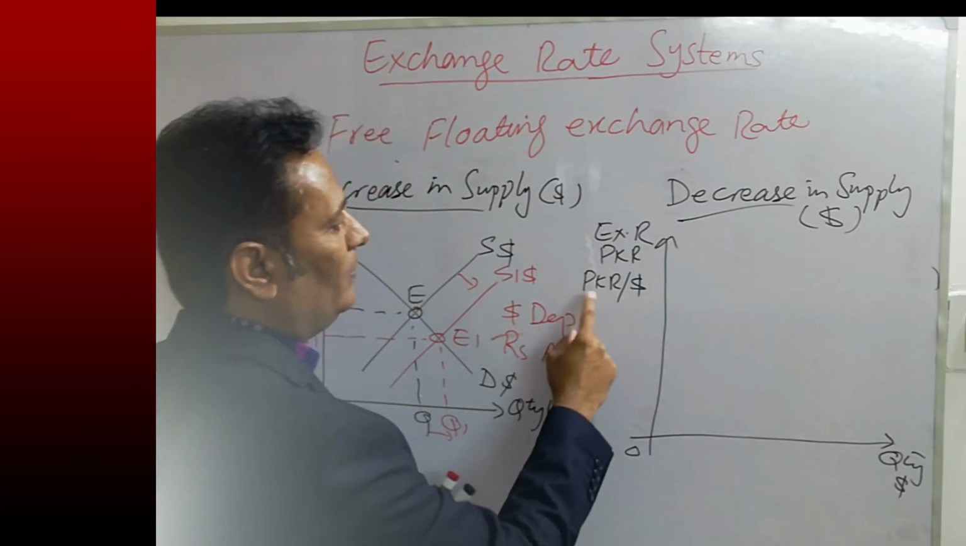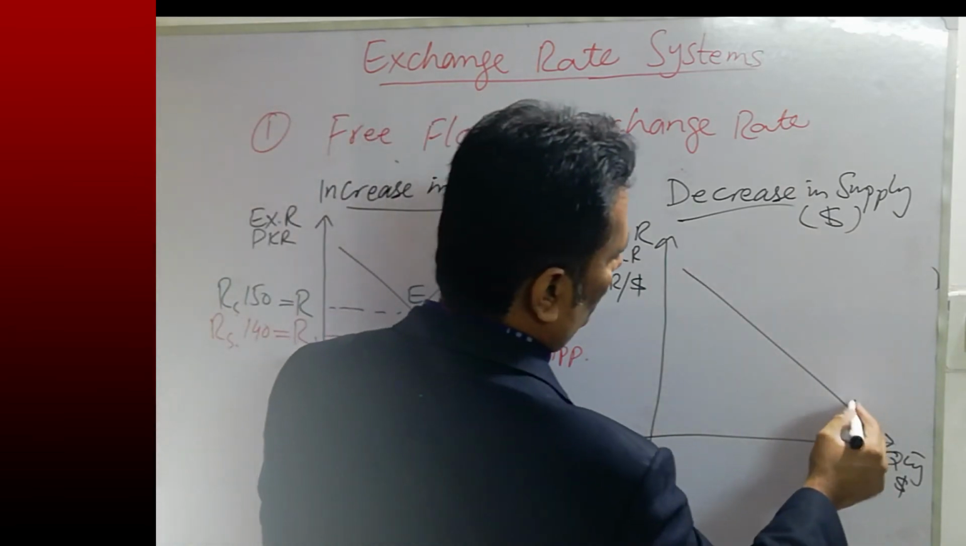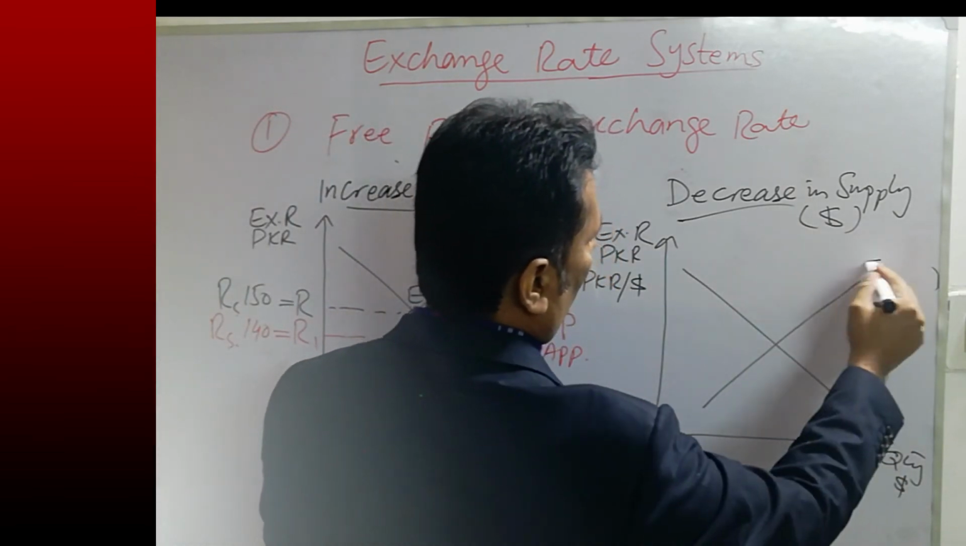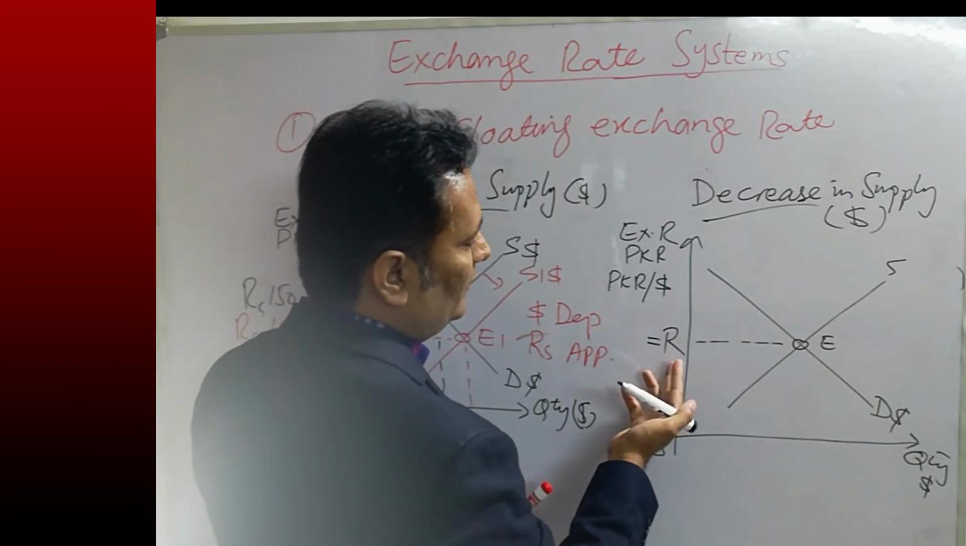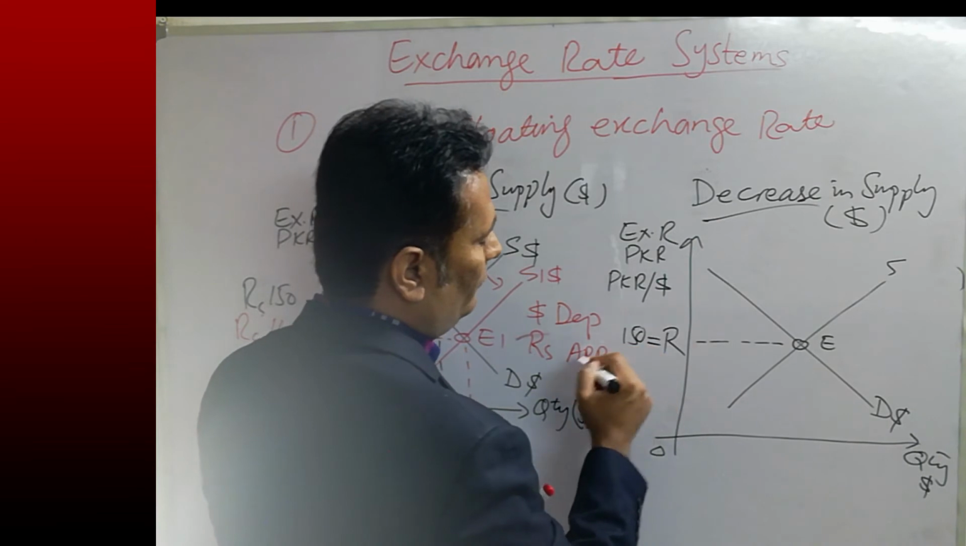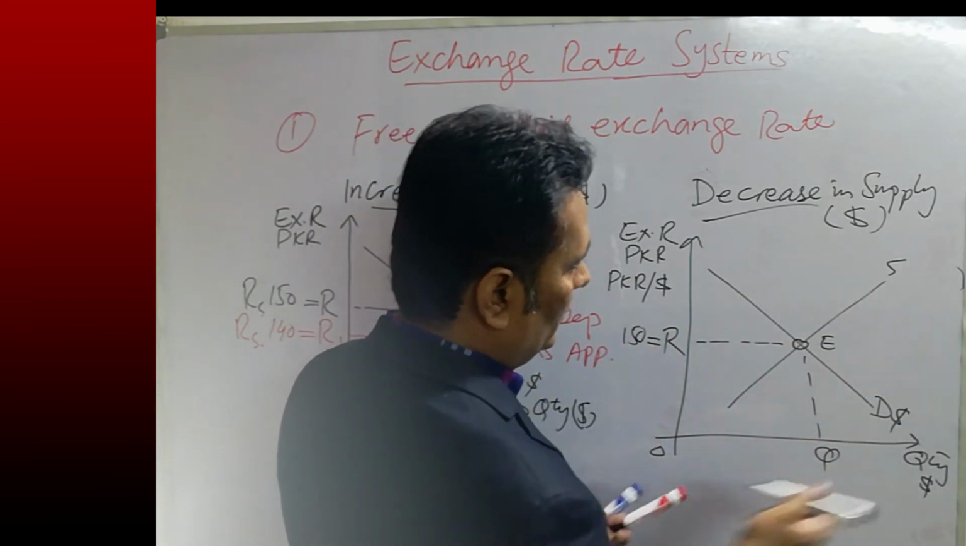I mean $1 can purchase how much quantity of Pak rupees. So this is demand for dollars and this is supply of dollars. Equilibrium is at E. Equilibrium exchange rate of dollar is R. Let's say it's 150 Pak rupees, and this much quantity will be purchased in the market.